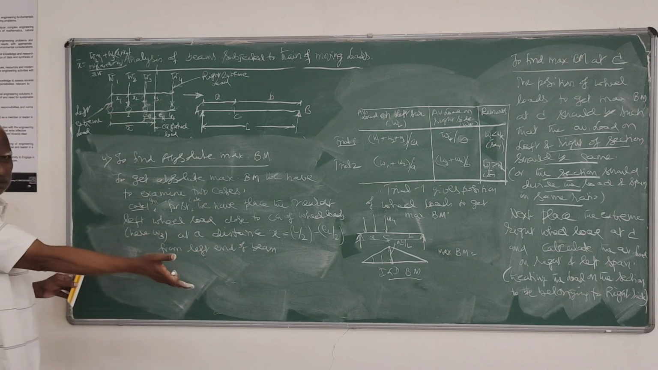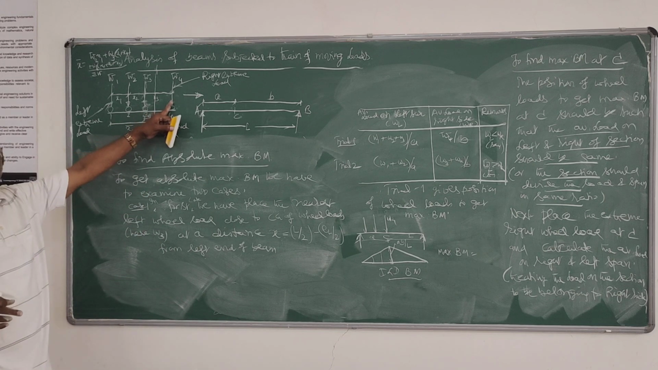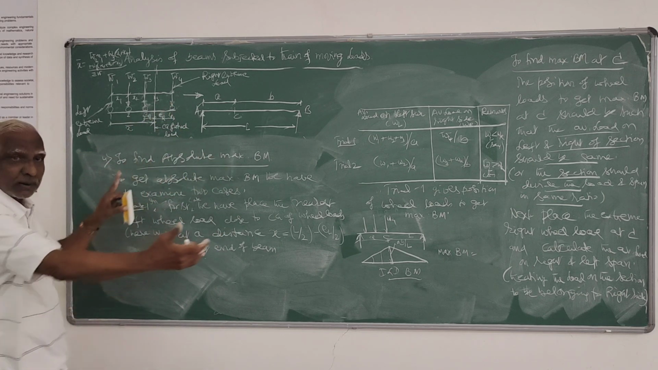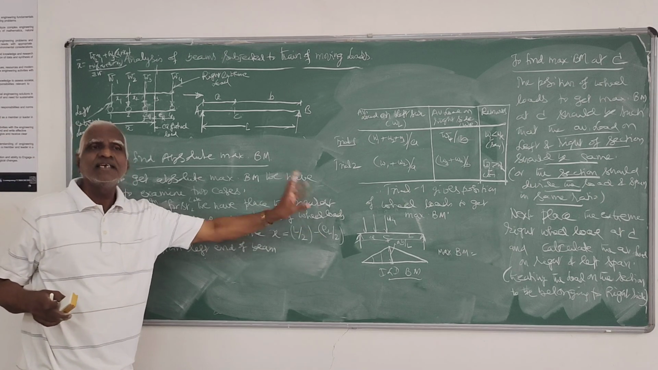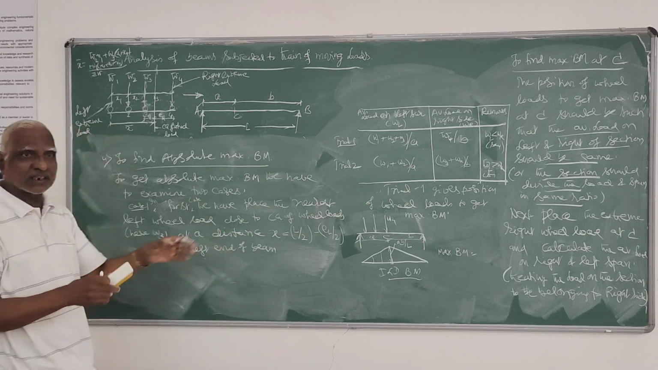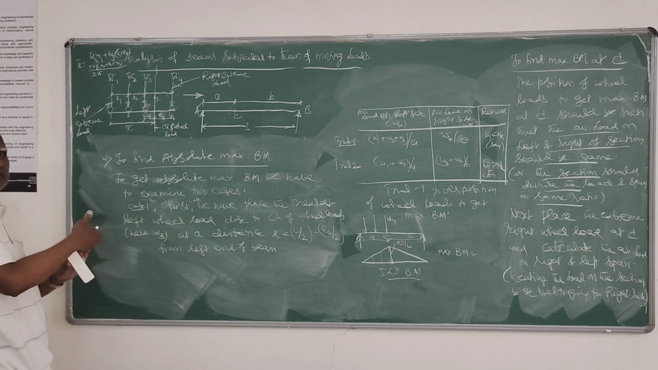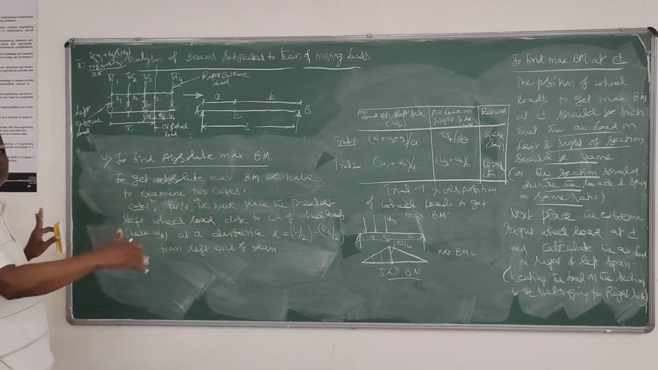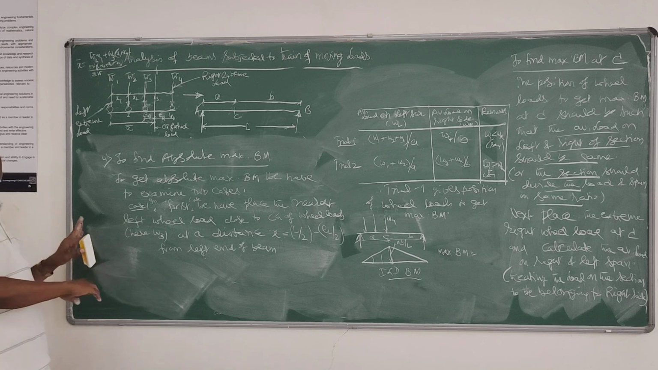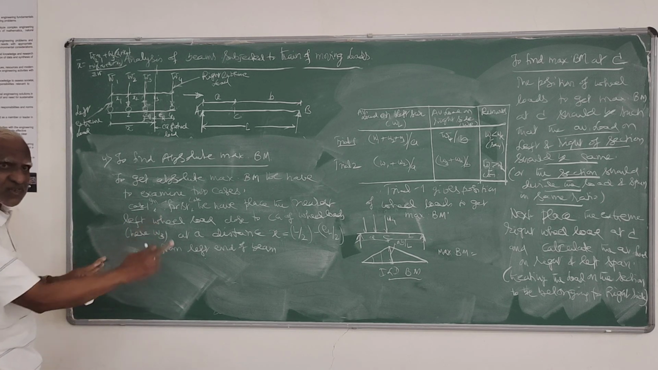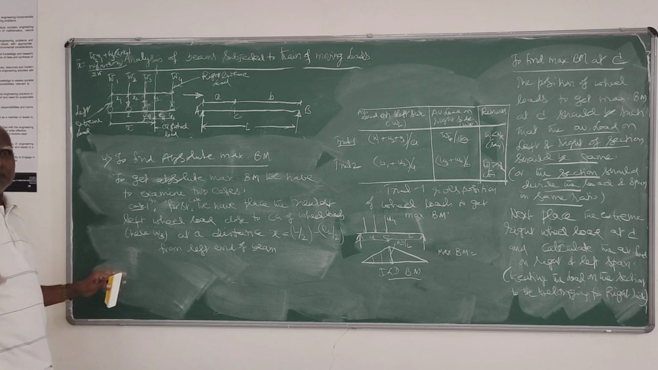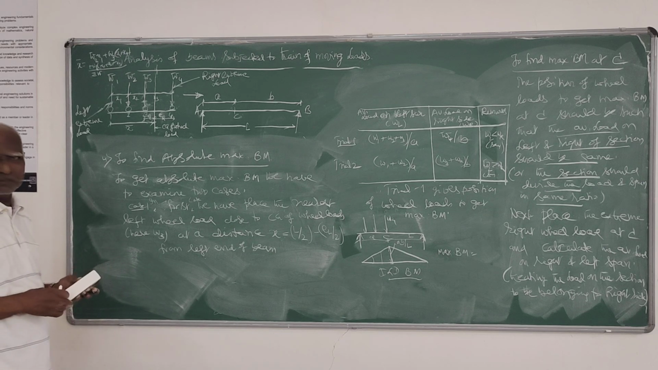Similarly, for the other wheel load, W4, you keep it from the right end at a distance equal to L by 2 minus ER by 2. First you keep that wheel load in that position, then you arrange all other wheel loads. Then you take the standard ILD and work it out. Out of these two, whichever gives you the maximum, that is the absolute maximum.